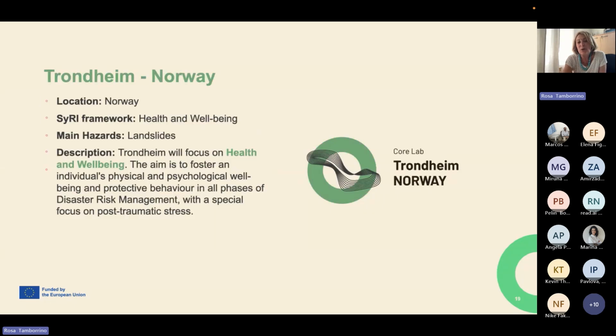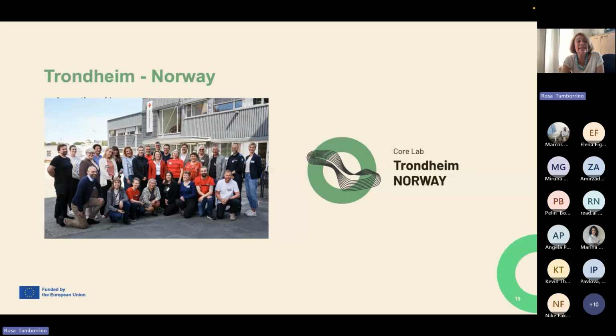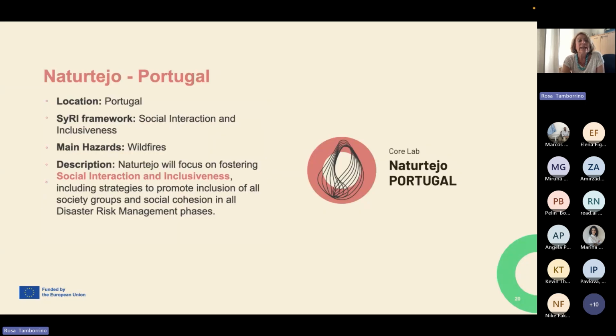We have Trondheim, Norway. The main hazard is a landslide, and health and well-being is the main focus in this case. And this is our network, and Naturtejo, Portugal, where we focus especially on wildfires and the problems related with the small villages partially isolated in the case of wildfire. So the problem is promoting social interaction and inclusiveness.